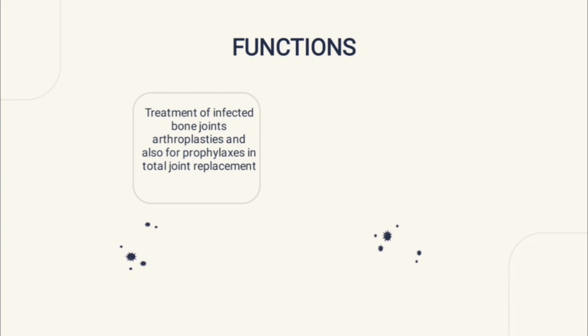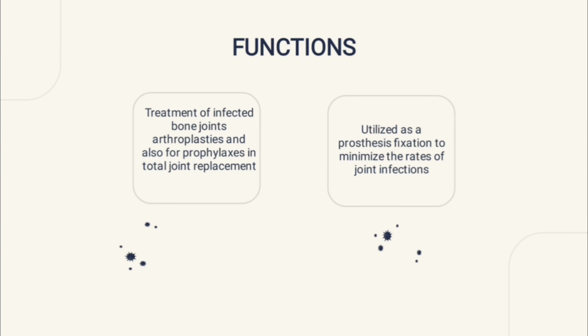Infections like these are most likely characterized by the formation of biofilms caused by staphylococci such as Staphylococcus aureus and Staphylococcus epidermidis. Next is, it is utilized as a prosthesis fixation to minimize the rate of joint infection. Its prophylactic use is intended for the pathogens expected at the site of prosthesis, which prevents bacteria from colonizing the surface of the artificial replacement.